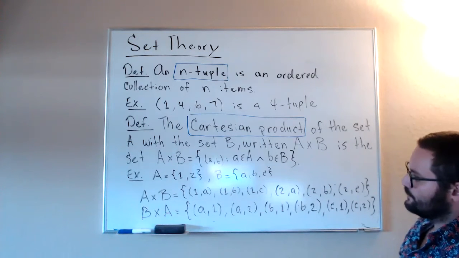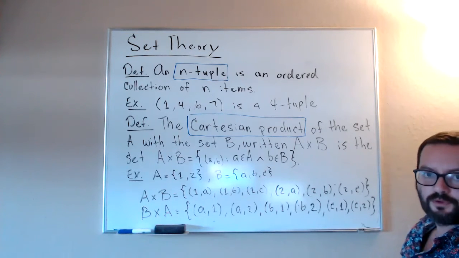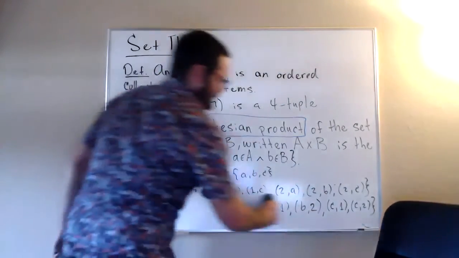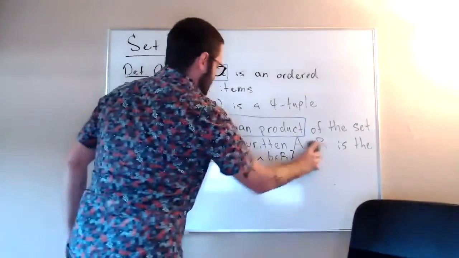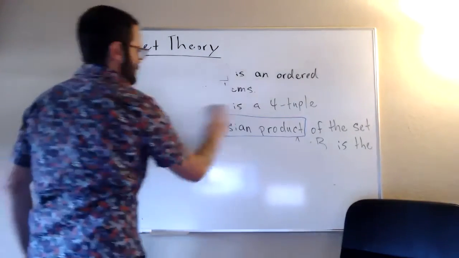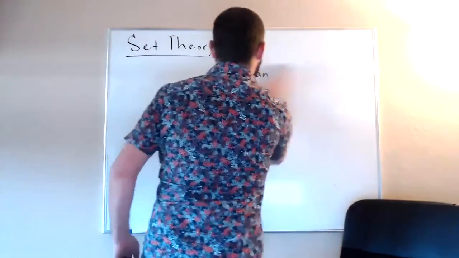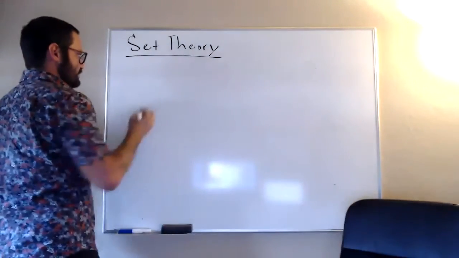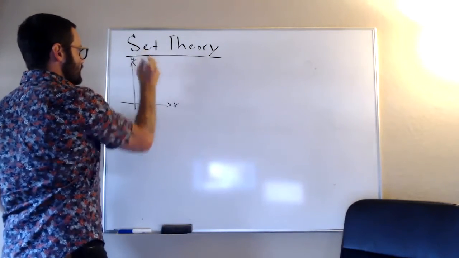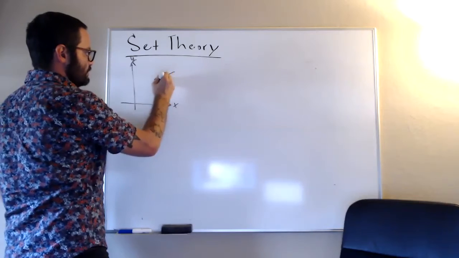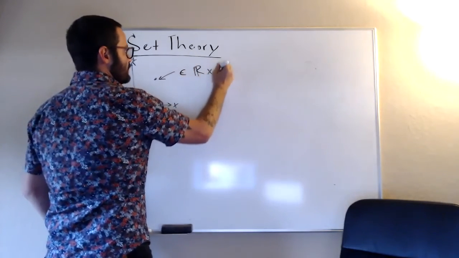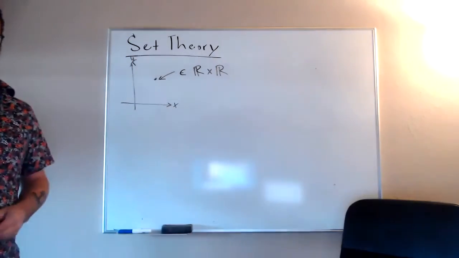Okay, so all of you have encountered Cartesian products before, in a sense, because you've dealt with the Cartesian plane, right? So if you have the Cartesian plane of x-y, any point in here will be an element of R times R.